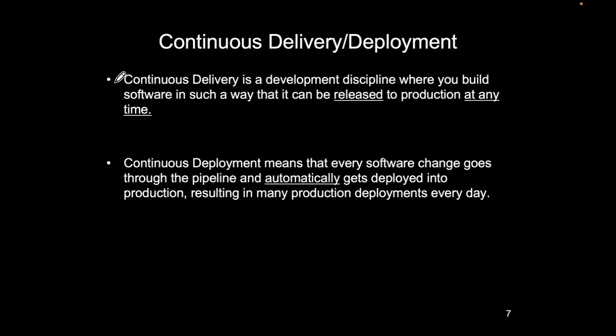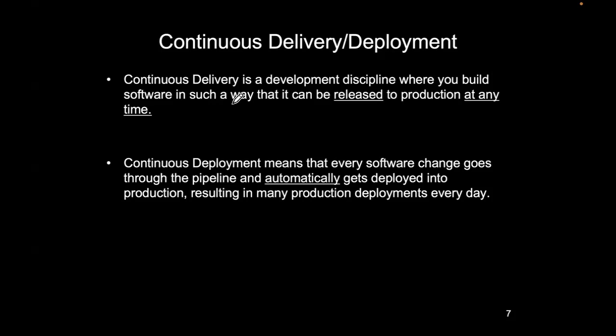If we talk about continuous delivery first, we're told here that continuous delivery is a development discipline where you build software in such a way that it can be released to production at any time. Okay, so it's really a decision that's made by the team, the project manager, as to whether the most recent build of the application should be released to production or not. That's a decision that they have control over.